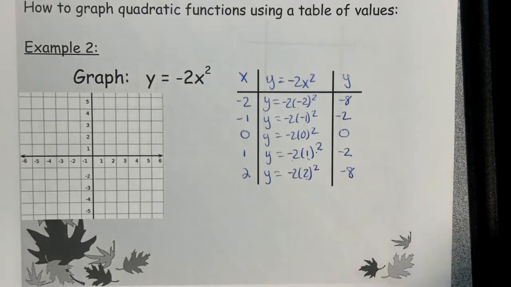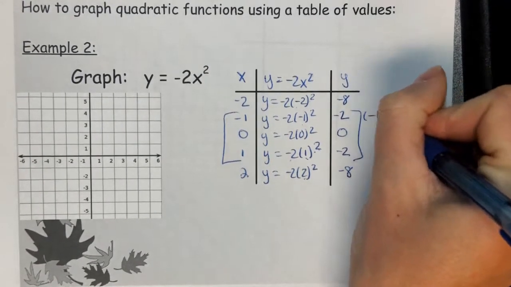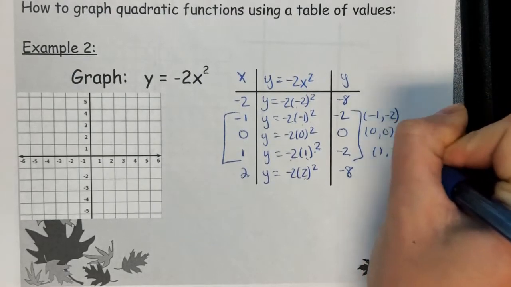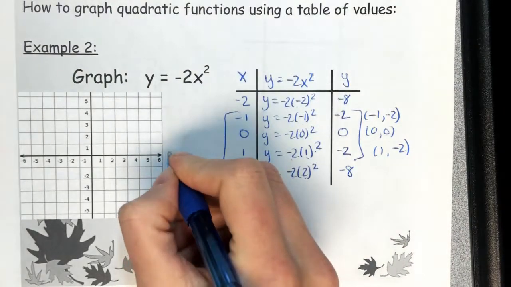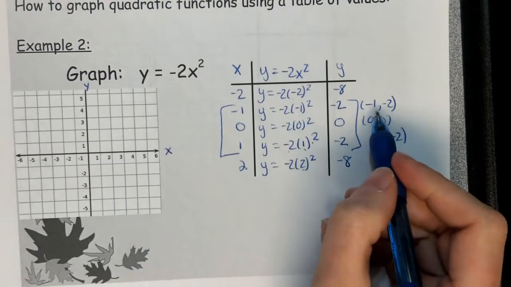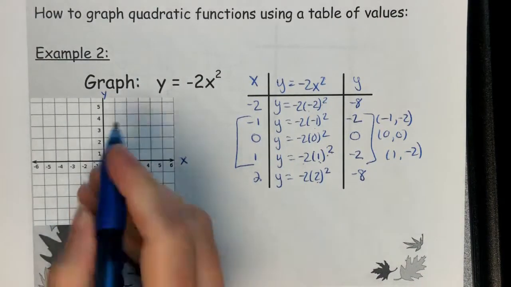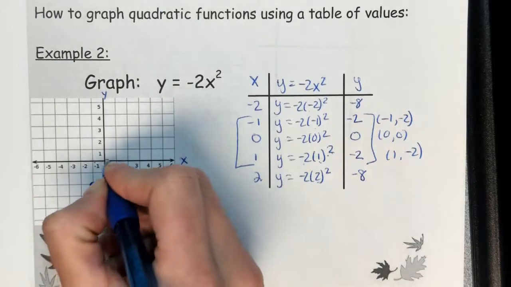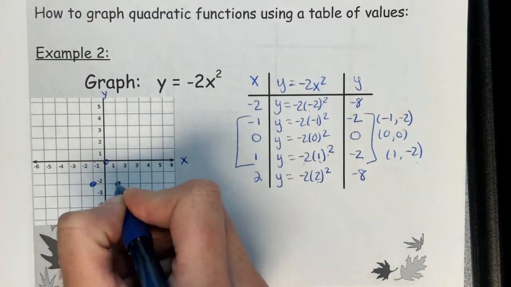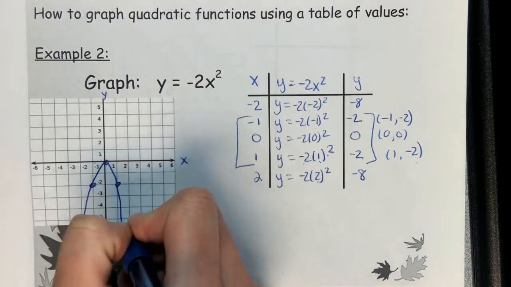Alright. So now let's go ahead and plot these, and once again we're going to plot these 3 center points. Be careful, some of us need to watch what axis we're working on when graphing. So, negative 1, negative 2 is going to be in the third quadrant, so negative 1 on the x, down 2 on the y to get that point, 0, 0, and 1, negative 2. Once again, connecting it in a curve, not a sharp point.